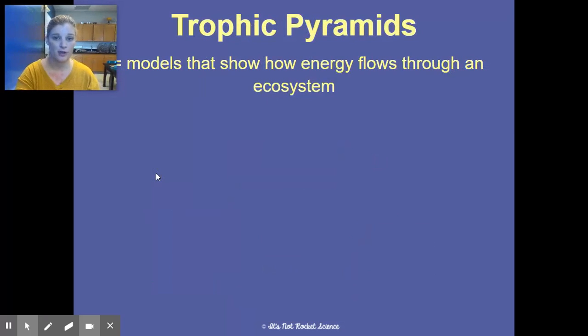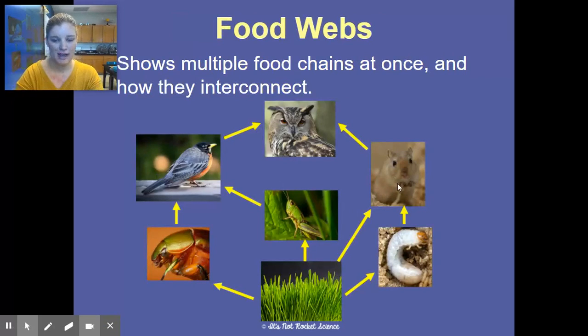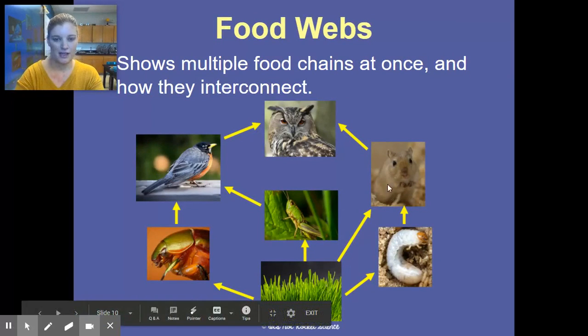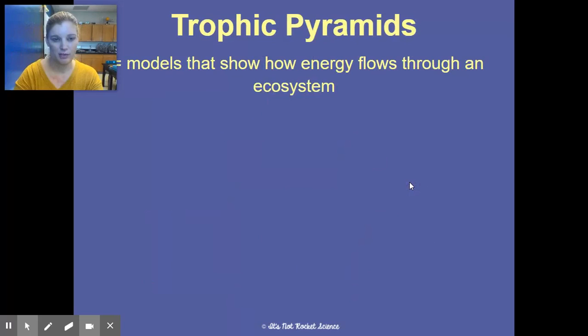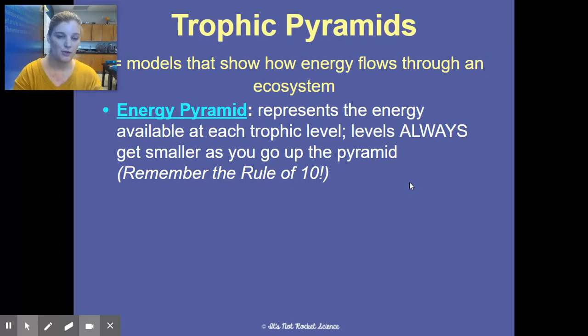Okay, so trophic pyramids are going to show how energy flows through an ecosystem. Now, we can't typically look at trophic pyramids on multiple levels because you can see here, our mouse comes from a primary consumer and also a secondary consumer. So we can't just classify it in a pyramid, but we can take a single food chain and classify it in a pyramid. So we have 3 different pyramids that we can look at.